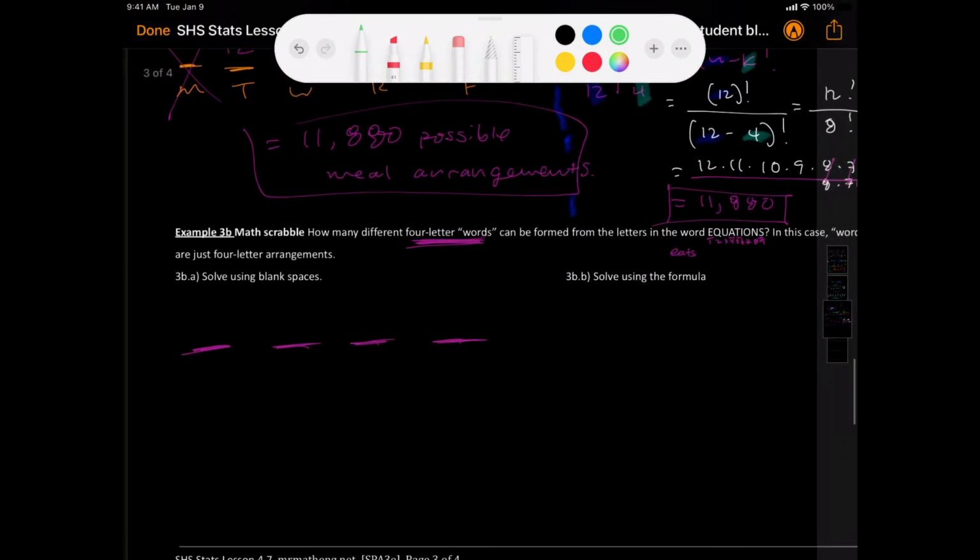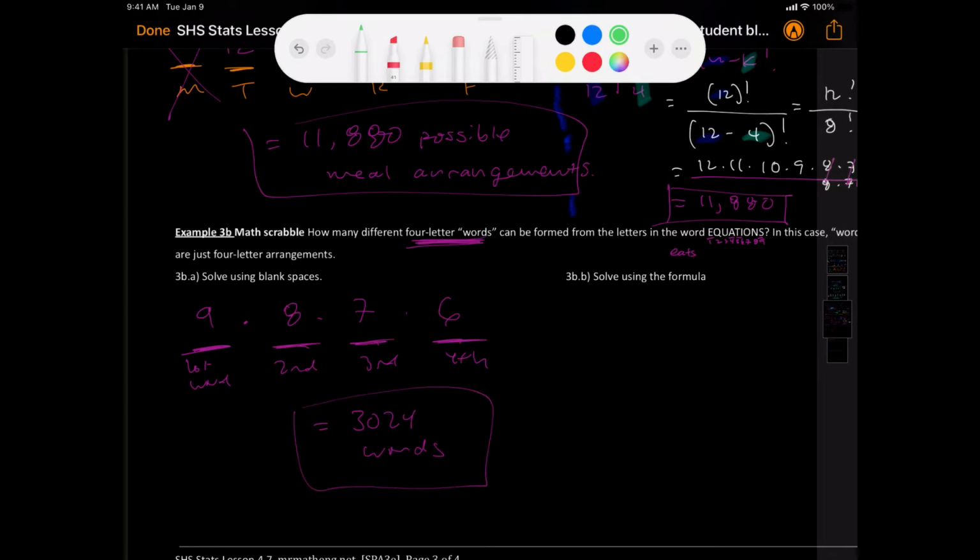In the case of words, they are just 4-letter arrangements. So if I put 9 here, let's just say I use the letter E, that means there's only 8 more letters left. And then in this spot, if I use A, then there's only 7 letters and then 6. Okay, and if you multiply all those together, you will get, so remember, if you need help writing stuff underneath, you don't have to, but it just gives you an idea how to use the blank spaces strategy. There's a total of 3,024 words.